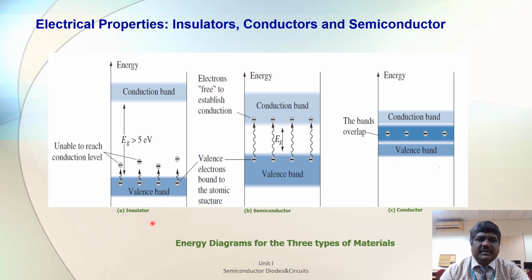This is the energy diagram for the insulator. Here are the valence band and conduction band. Once the electrons in the valence band get energy, they move to the conduction band. Here the gap is large, around 5 electron volts. For a semiconductor, which we are dealing with, the energy gap is almost 1.1 electron volts commonly. And for a conductor, this is fully conducting, there is no energy gap between the two, almost overlapping.